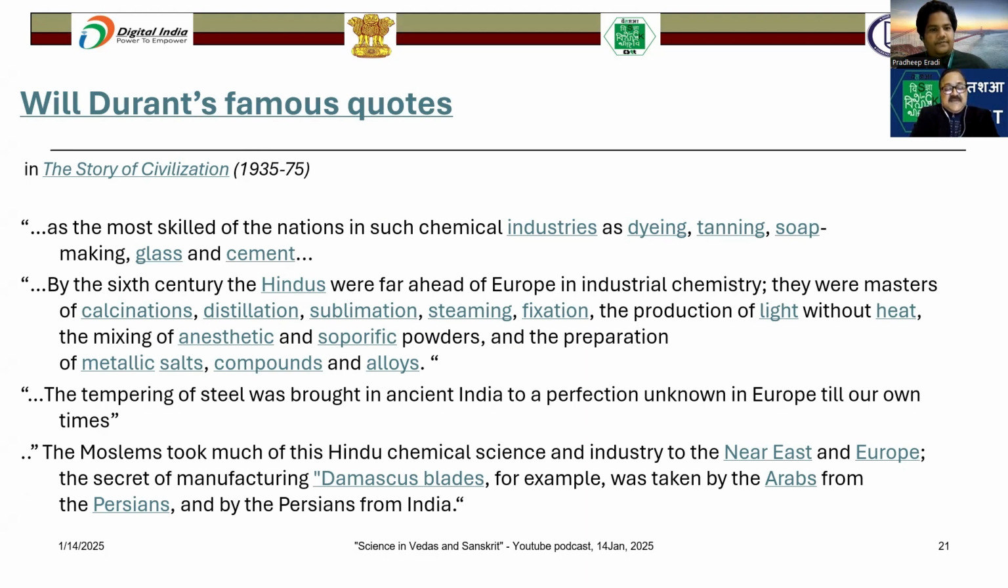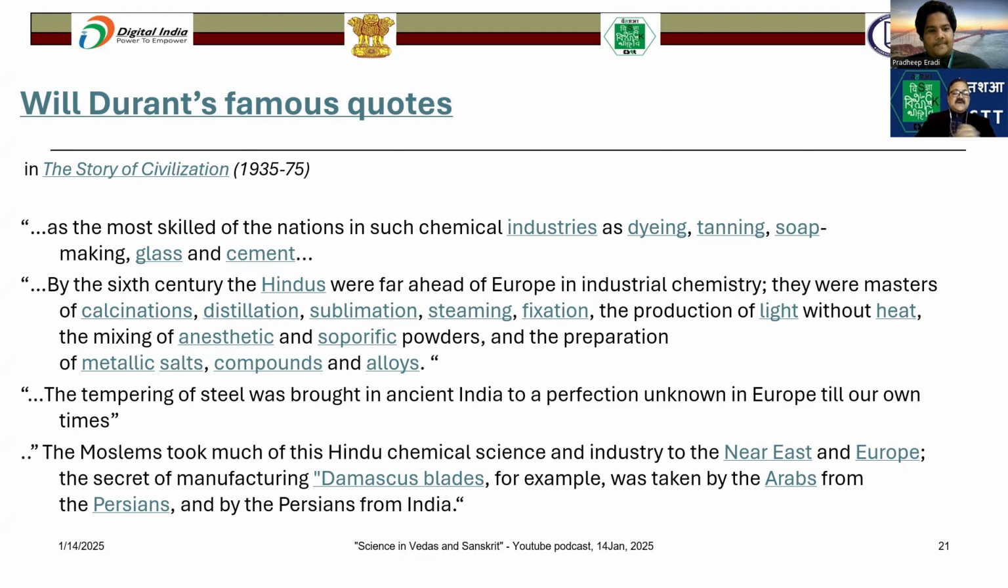By the 6th century, the Gupta period, the Hindus were far ahead of Europe in industrial chemistry. They were masters of calcinations, distillation, sublimation, steaming, fixation, the production of light without heat, the mixing of anesthetic and soporific powders, and the preparation of metallic salts, compounds, and alloys, etc. And the tempering of steel was brought in ancient India to a perfection unknown in Europe till our own times.